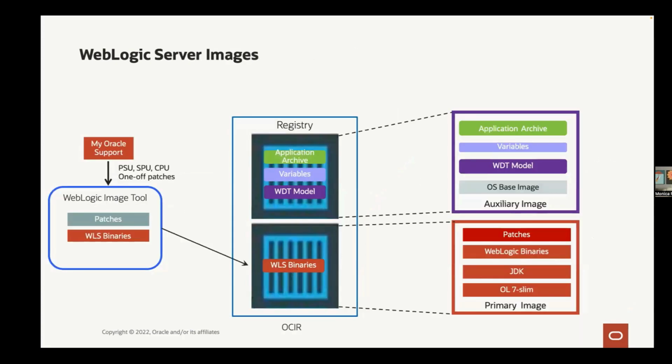In the operator project, we support several patterns. The most enhanced pattern is called model in image. In model in image, we use several images. We use an image that contains the WebLogic binaries and an image that contains the WDT model and application archive, which were the results of the introspection of that domain that's running on-premise.